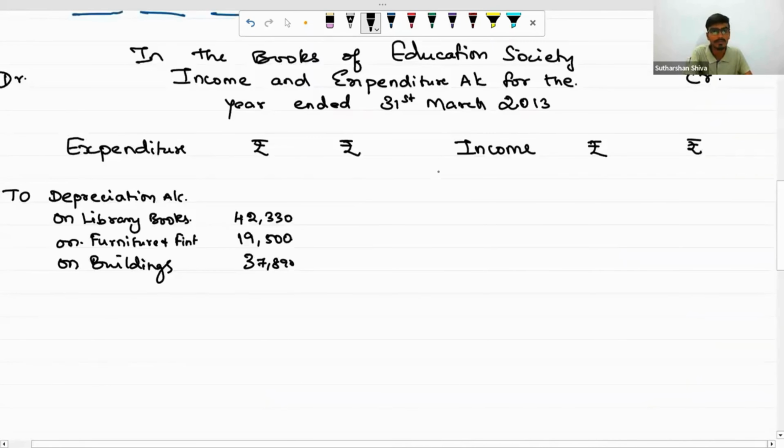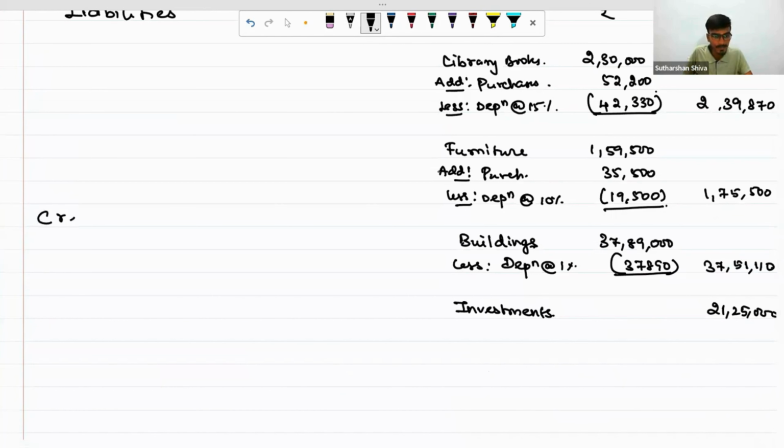Okay. Next, we will go for creditors. Creditors they have given 1,77,900. We will leave 5 to 6 lines and we will write creditors. Then after that, we'll do debtors. The debtors value is 59,700. Then debtors is done.